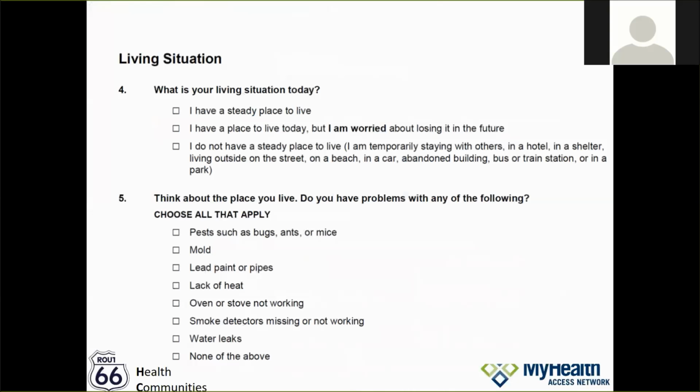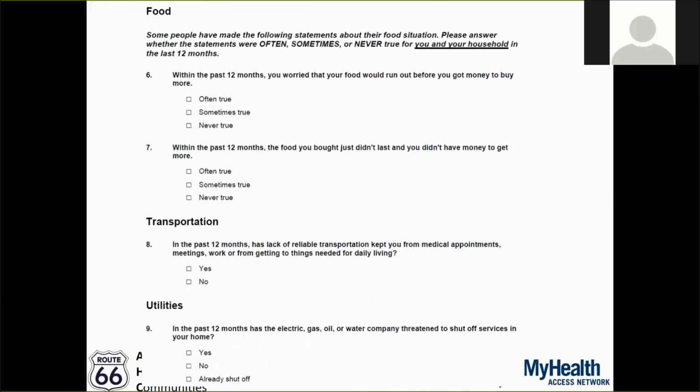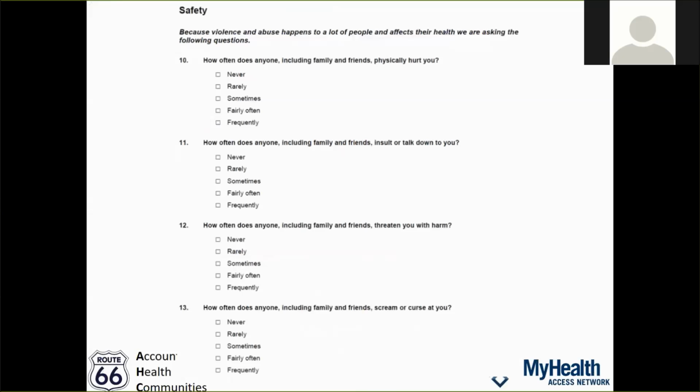Gathering information on all of the bad things about the place someone lives. Food questions: have you had food issues in the last 12 months? Have you had food issues that are somewhat less impactful? That's questions 6 and 7. But honestly, I don't know what to do with the answers to those questions, so we really have to have an algorithm for that. Transportation, utilities, safety questions, and there are several of those.